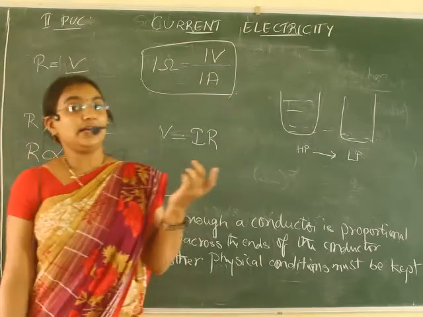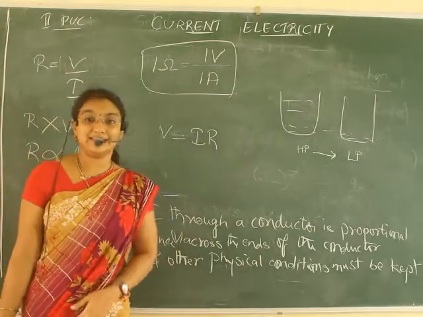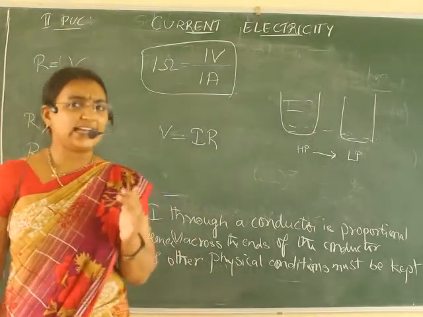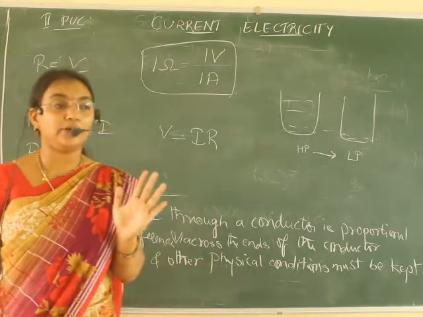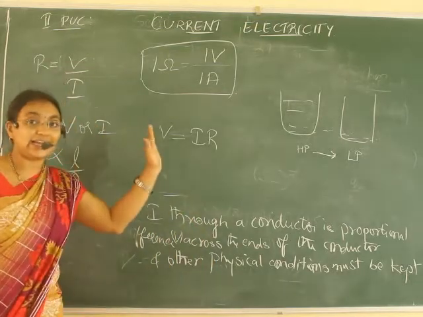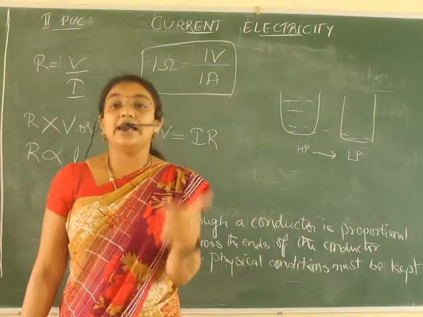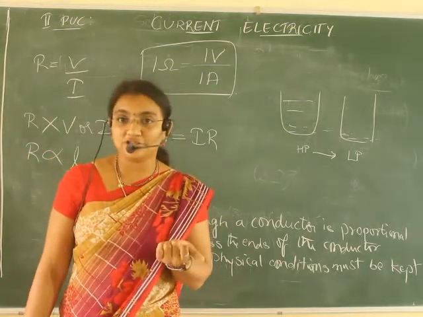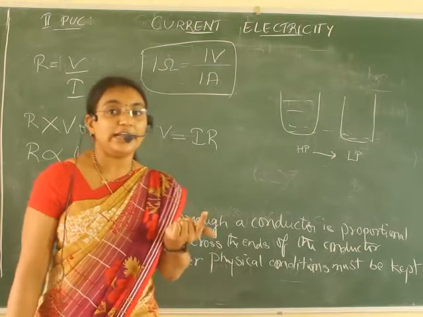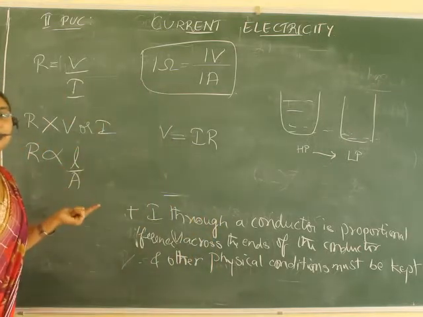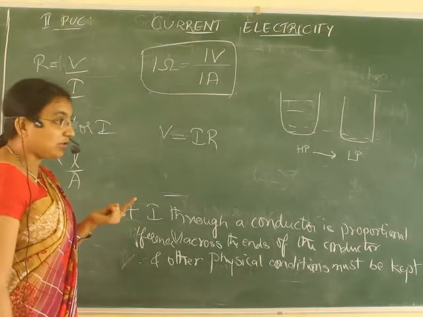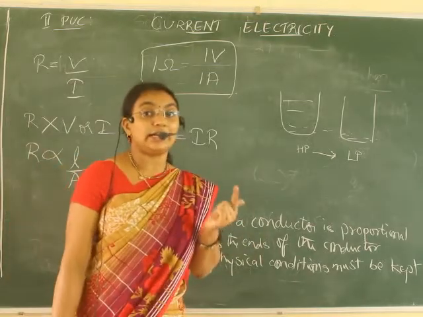In the previous class, we were speaking about resistance, correct? We said resistance is not dependent upon the potential difference or the current. It depends upon the material, which material you have taken, and it depends upon the dimension of the material, and also it depends upon what? Temperature.